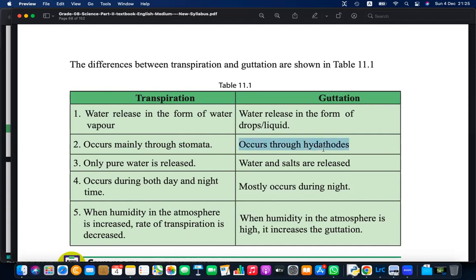These are the plants where you can see such images early in the morning. In transpiration, only pure water is released because osmosis filters it, so it's not mixed with salts. But in guttation, the water and salt are released mixed. It's not pure water in guttation.